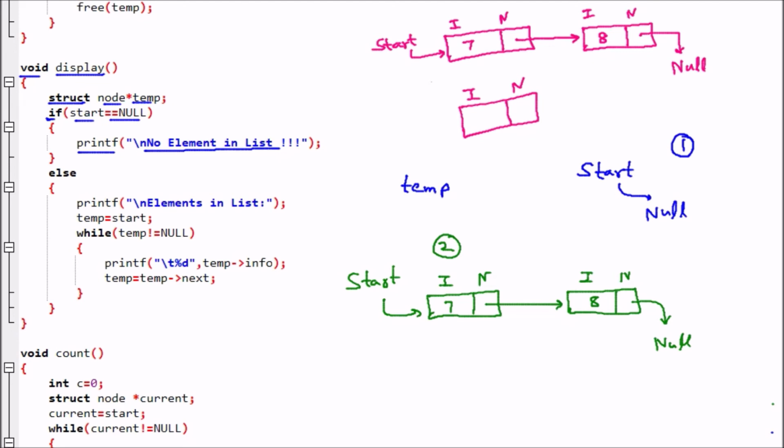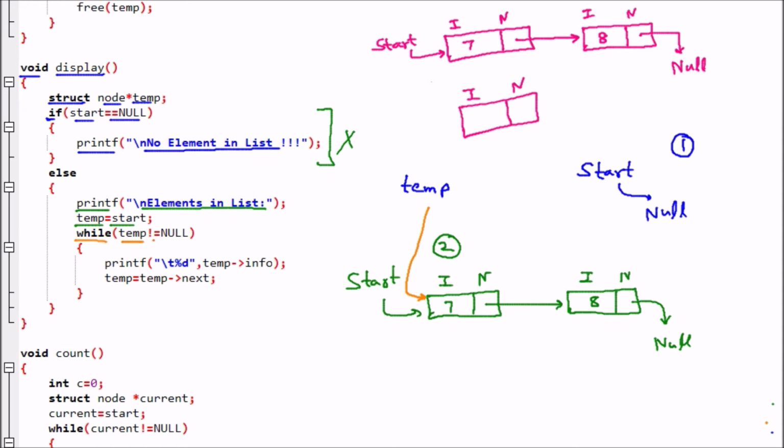So afterward, if we have a few elements, then obviously the first case will not work. It will go to the else part. Printf elements in the list. So elements in the list are available. Temp is equal to start. So here we have temp, and temp is now on the start.